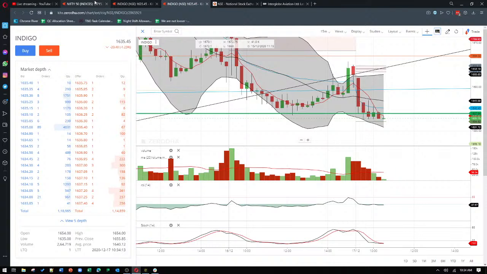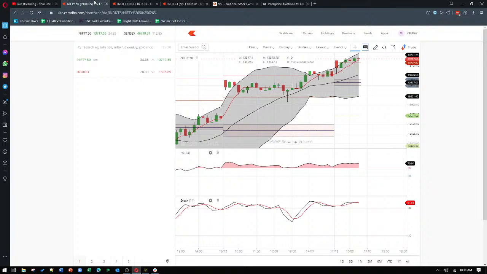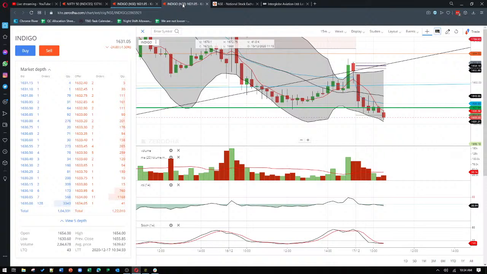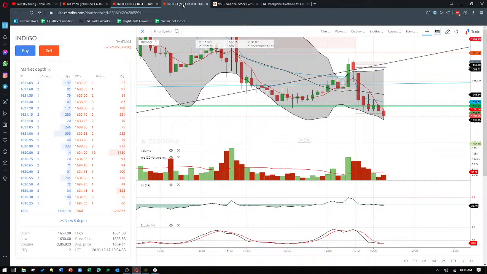By the way, what's happening with Nifty? Nifty is trading between the upper band of Bollinger and the simple moving average of 5 period. 1635.15. 160. How it is broken. Awesome.